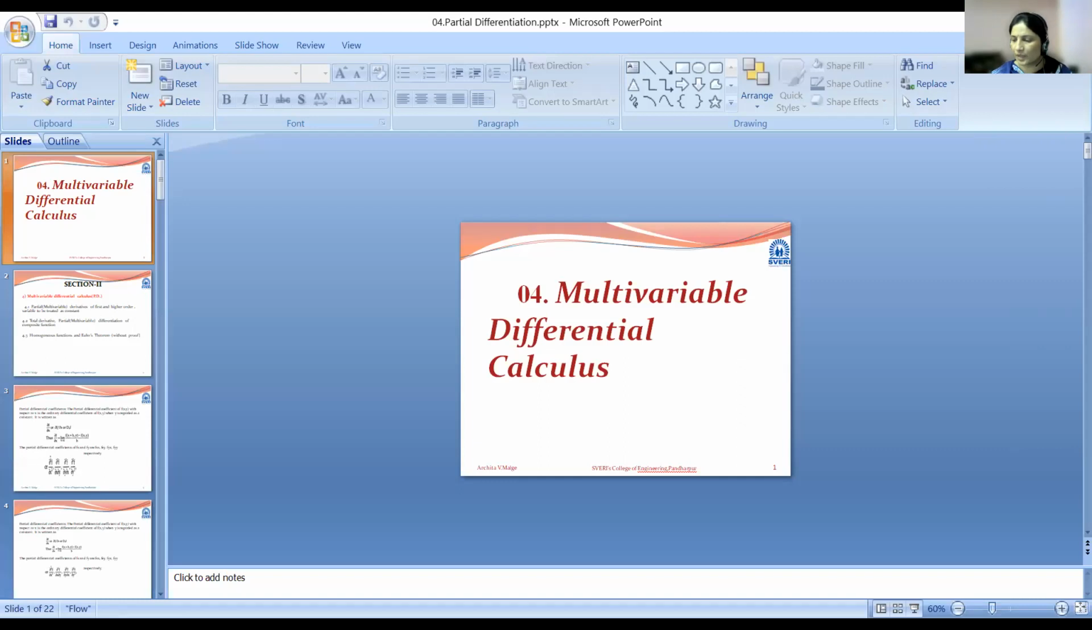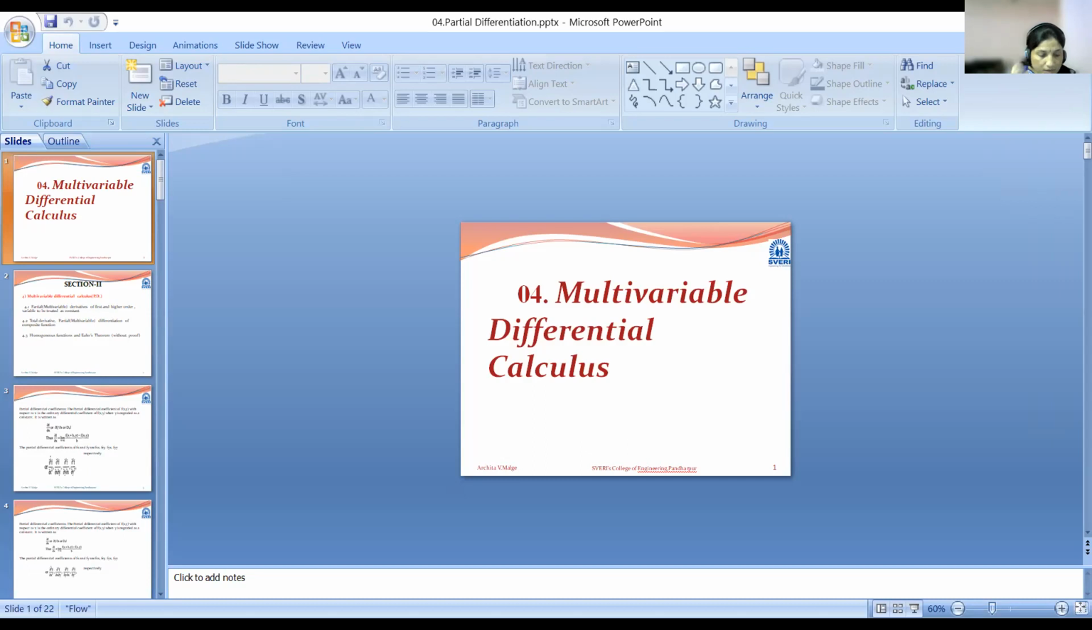Good afternoon to all. Today we are going to start our next chapter, that is multivariable differential calculus. Already we had discussion on this differentiation, even though I am going to start this chapter once again. So how we are using that partial differentiation and where to use that partial differentiation.